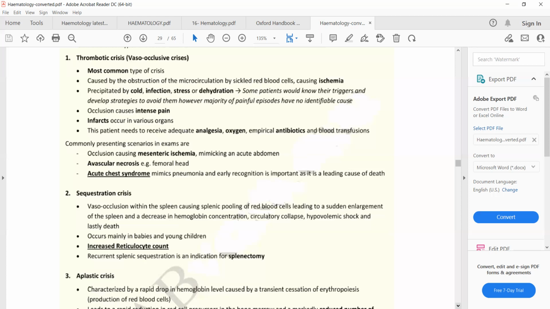The management of vaso-occlusive crisis is supportive. That is, for pain, we'll give analgesia. And if the patient has developed acute chest syndrome or mesenteric ischemia, then empirical antibiotics will be given, and oxygen if oxygen saturation is low.